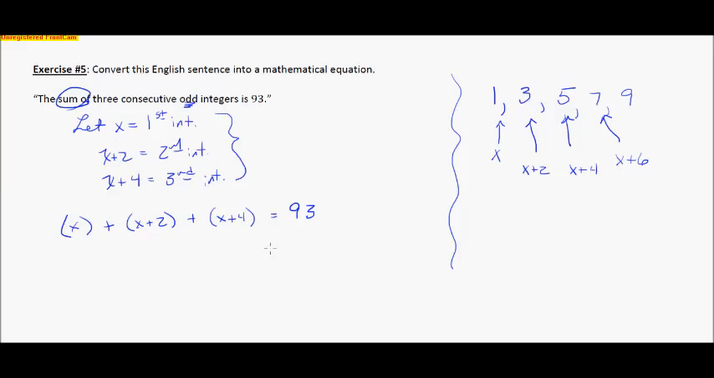Okay, and in the future we'll solve this, but right now we just want to be able to convert it from English to math. Alright, so there you have it, guys. Tomorrow when you come in, you'll do an assignment where I'll just have a bunch of these English sentences, and you'll need to convert them to mathematical sentences.